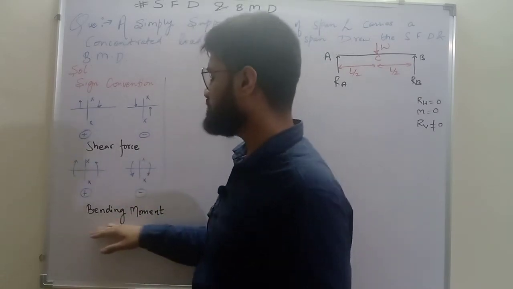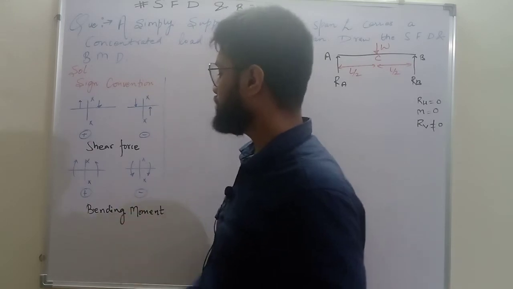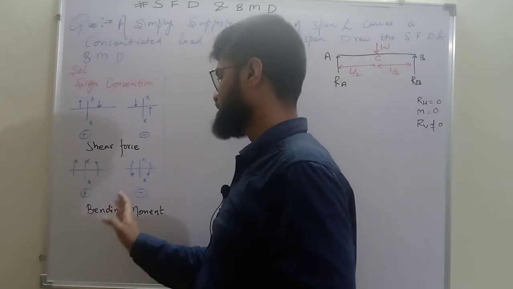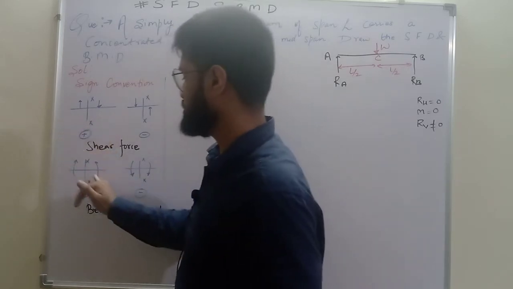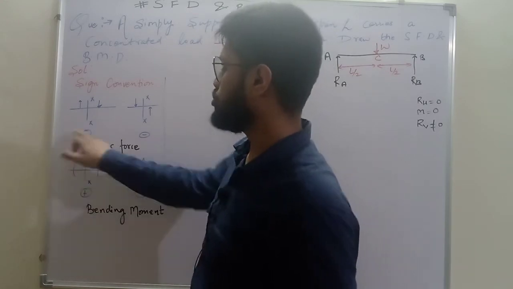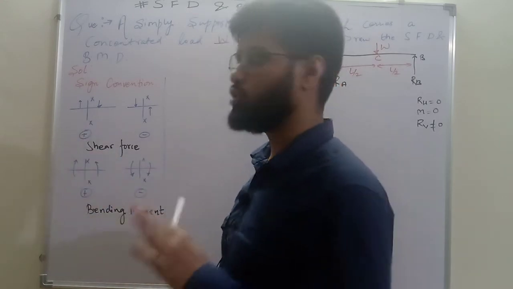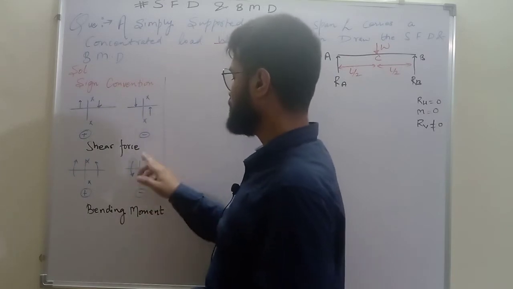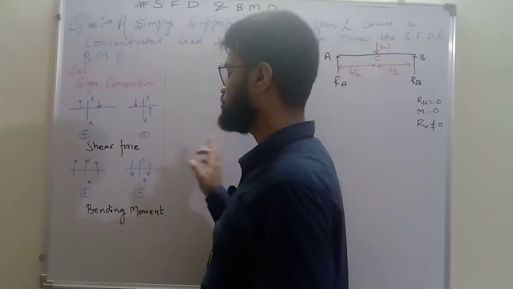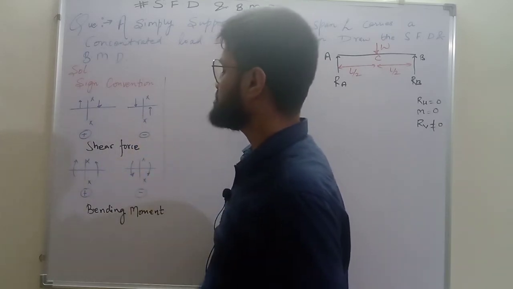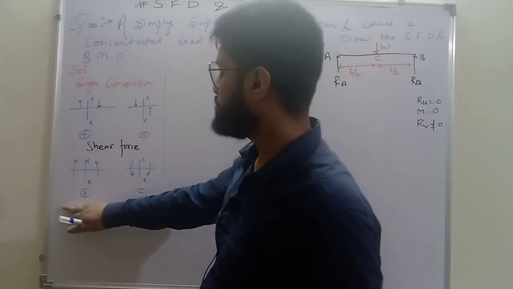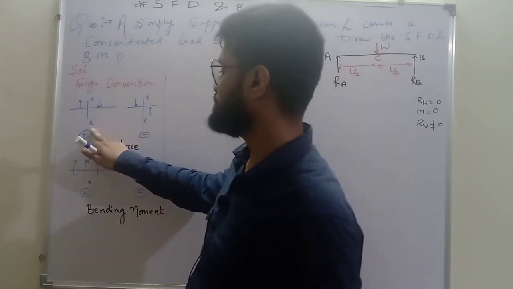Similarly, we have a sign convention for bending moment. For a section XX on a beam, on the right side, if the moment is trying to rotate anti-clockwise, we take it as positive. On the left side of the section, if it is trying to rotate in the clockwise direction, we take bending moment as positive. On the other hand, on the right side, if it is trying to rotate clockwise, bending moment will be negative, and on the left side, if it is trying to rotate anti-clockwise, we take it as negative. So this is positive bending moment, this is negative bending moment, this is positive shear force, and this is negative shear force.